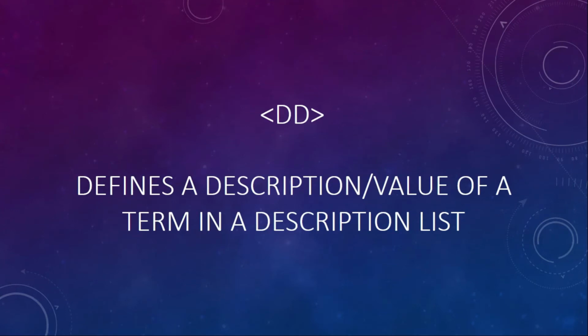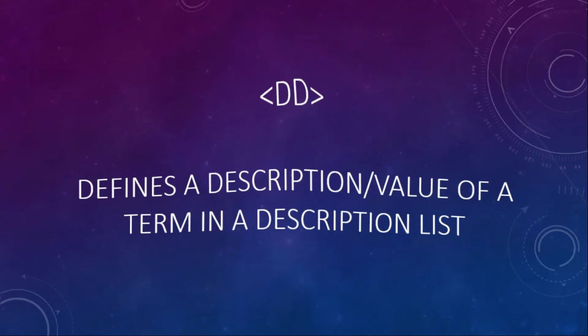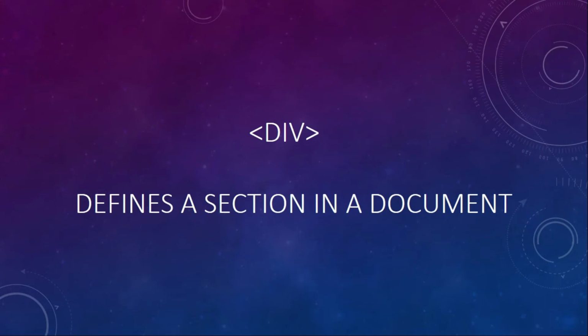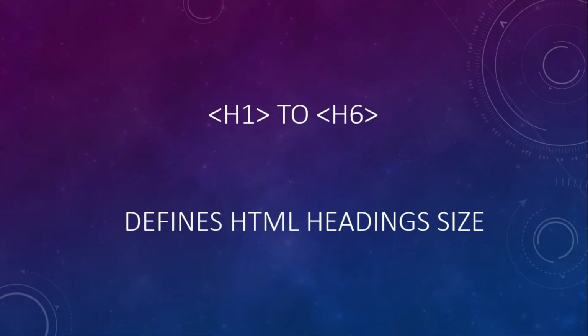DD, that means it defines a description or value of a term in a description list. Div, that means it defines a section in a document. H1 to H6, it defines the HTML heading size, that means smaller to greater.